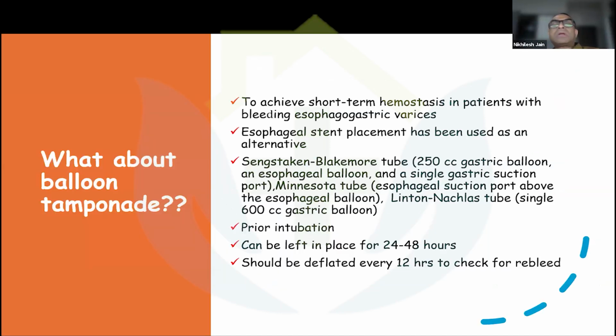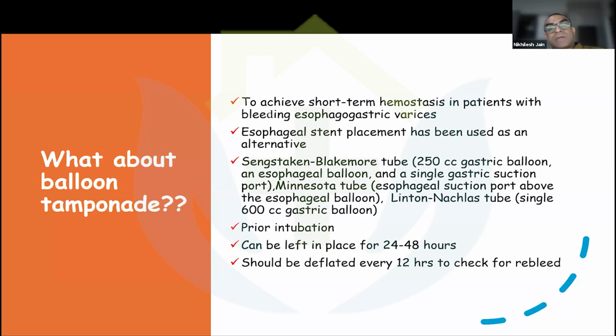What about balloon tamponade? It is used to achieve short-term hemostasis in those patients who have bleeding esophagogastric varices. At times, esophageal stent placement has been used as an alternative. There are 3 types of tubes. One is a Sengstaken-Blakemore, which has a 250 cc gastric balloon, an esophageal balloon, along with a gastric suction port. Then you have a Minnesota tube, which has an esophageal suction port above the esophageal balloon. Then you have a Linton-Nachlas tube, with a single 600 cc gastric balloon.